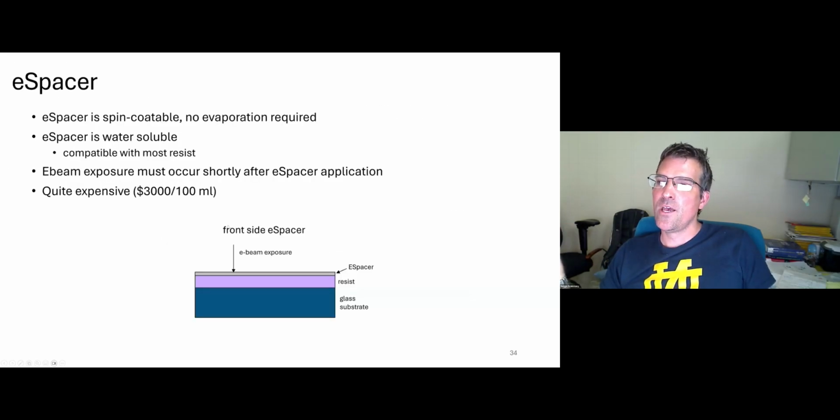The other option is that you can use e-spacer. This is a water-soluble compound, so it's much easier to remove. You can apply it on top of the resist and just spin coat it, so it's obviously much faster to do that. But the downside is that it's pretty expensive. It's around $3,000 per 100 milliliter.